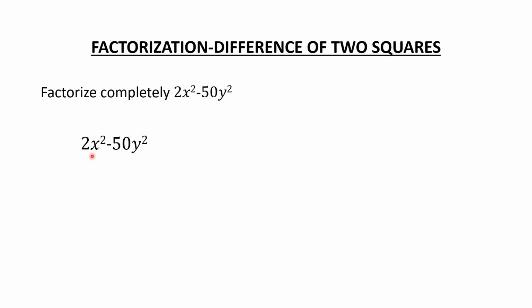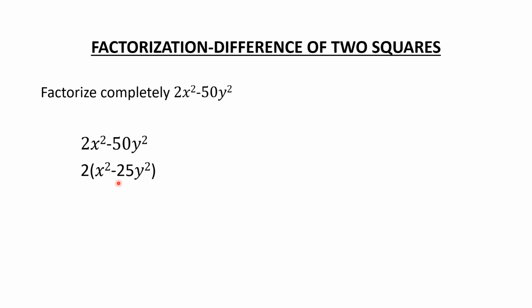But if we think of common factors again, there's a common factor here. 2 goes into 2 and 2 goes into 50. So we can factorize this as the type 1 or the common factor type of factorization, where 2 is a common factor. So when we factor out 2, we're going to have this, because 2x squared divided by 2 is x squared. Negative 50 divided by 2 is negative 25y squared.